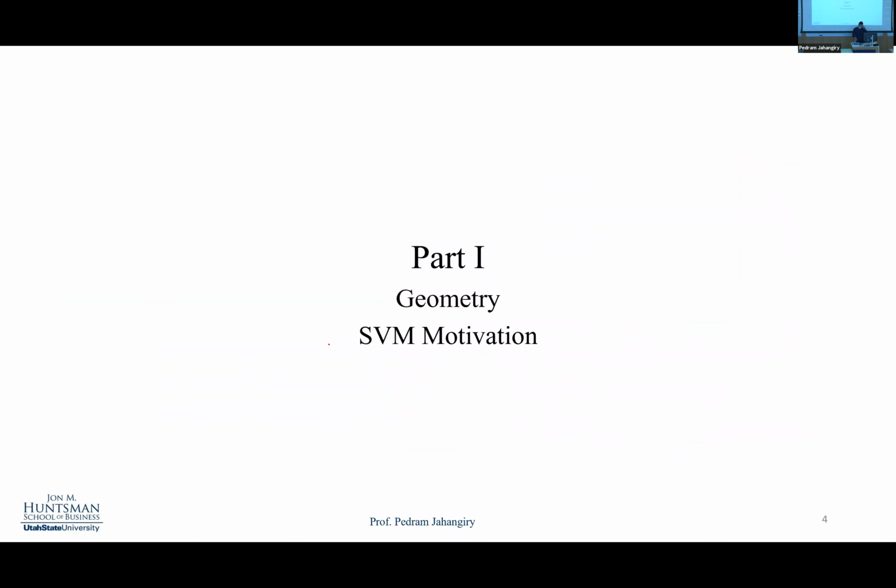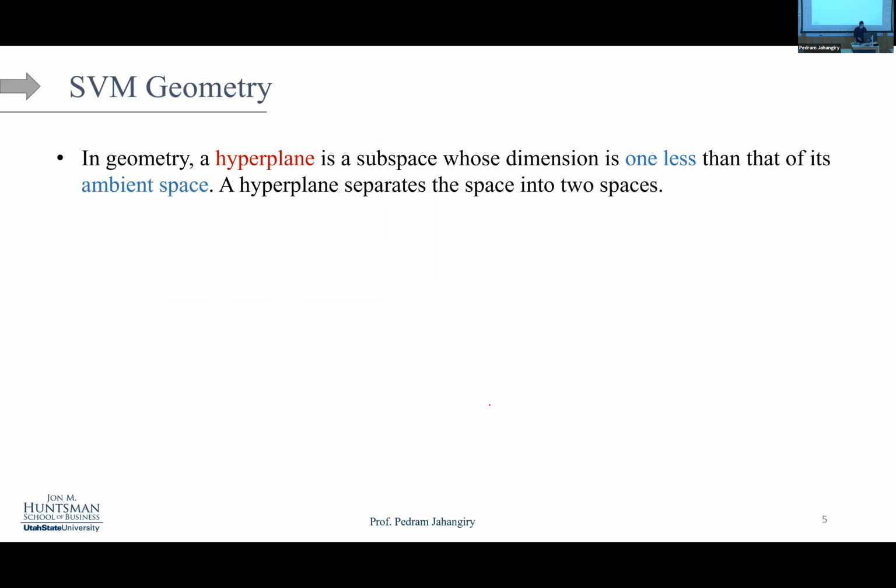All right, so let's start with the geometry and motivation. In geometry, let's see what a hyperplane is. A hyperplane is a subspace whose dimension is one less than its ambient space. So what is ambient space? Ambient space is the space that each observation is surrounded by, right? For example, if you put a dot in 3 dimensions, our ambient space is 3-dimensional: X, Y, Z. If you look at a line, the ambient space is 2-dimensional. If you look at a dot, it's 1-dimensional, right?